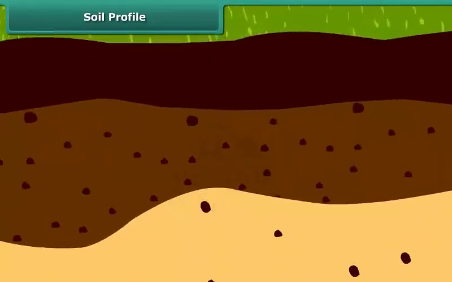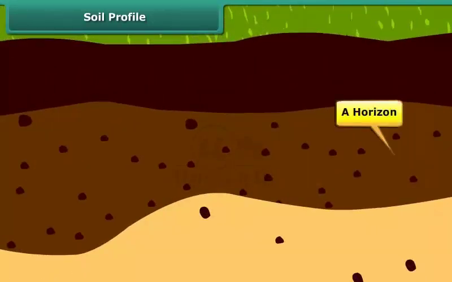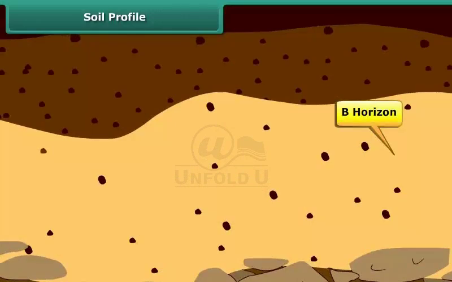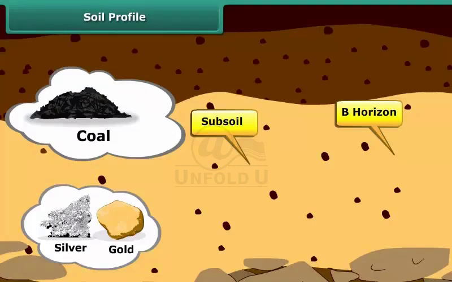Second layer is the A horizon. This is commonly known as topsoil. This layer has a high concentration of organic material called humus. Many living organisms live in the topsoil. Third layer is the B horizon. It is commonly known as subsoil. This layer contains more minerals but less humus.